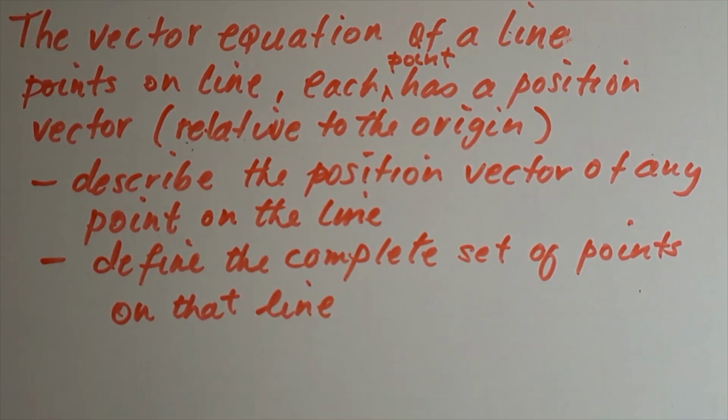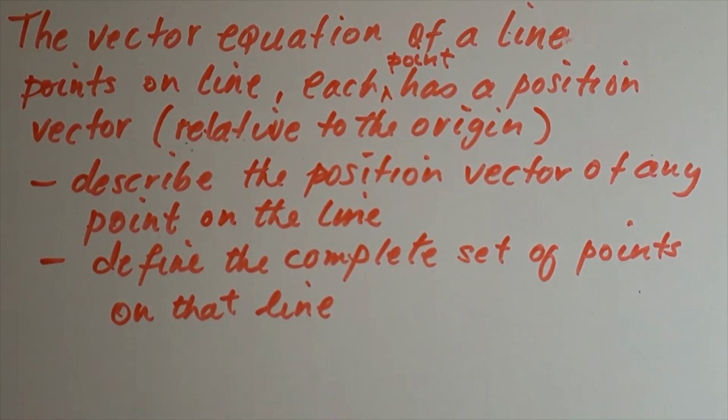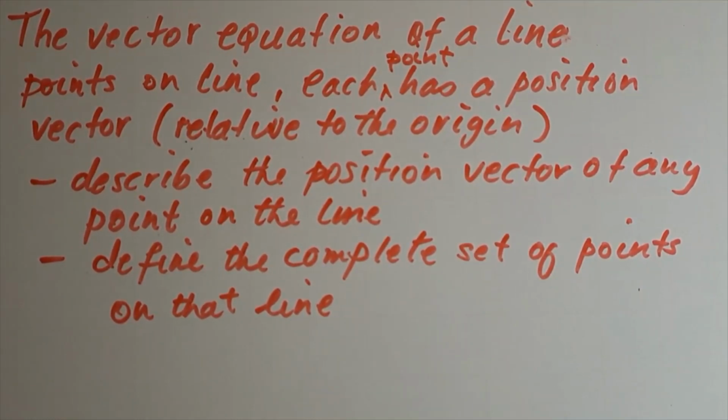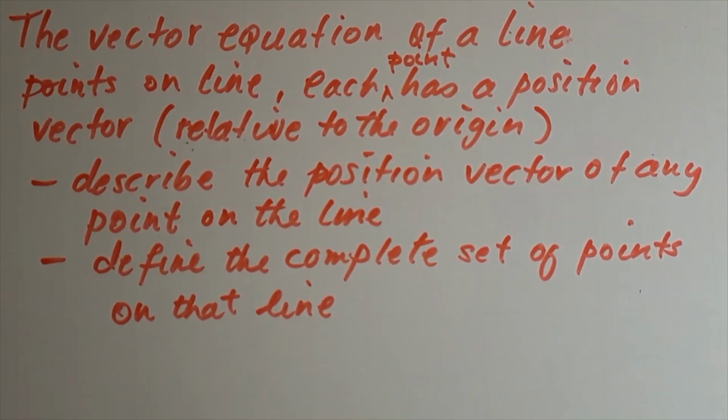And remember, a position vector is a vector that is rooted at the origin and describes the point. So it's a point connected to the origin. We need to describe the position vector of any point on the line and define the complete set of points on that line.